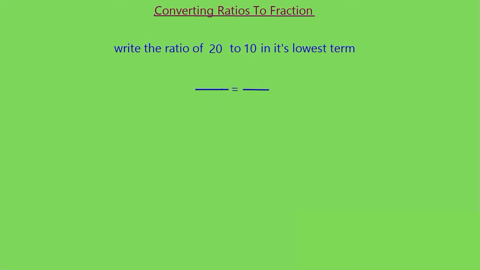What about this one? Let's write 20 to 10 in its lowest terms. What is the largest number that can go into both 20 and 10 without leaving a remainder? That number is 10. 20 divided by 10 gives 2. 10 divided by itself gives 1.